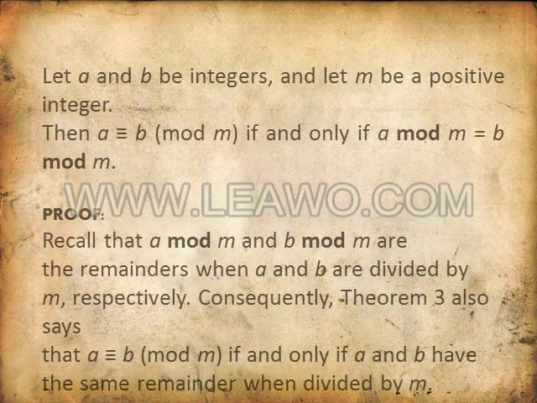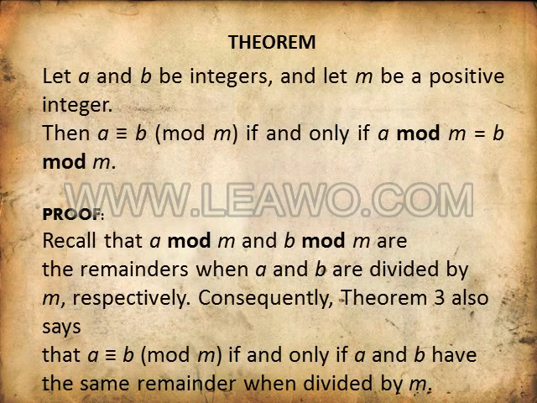Theorem 3. Let a and b be integers and let m be a positive integer. Then a is congruent to b modulo m if and only if a mod m is equal to b mod m. Recall that a mod m and b mod m are the remainders when a and b are divided by m respectively. Consequently, Theorem 3 also says that a is congruent to b modulo m if and only if a and b have the same remainder when divided by m.